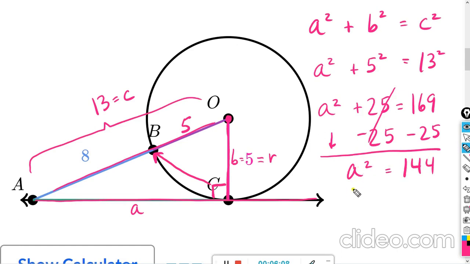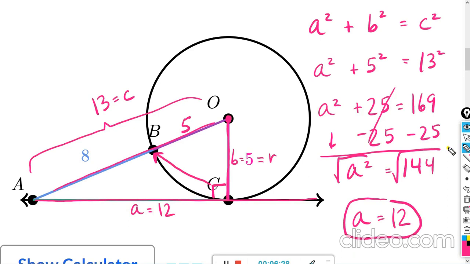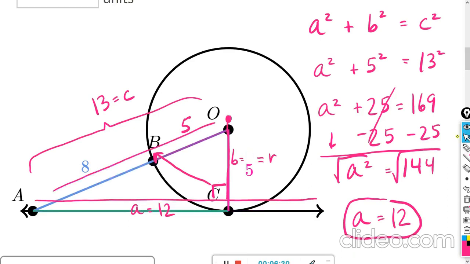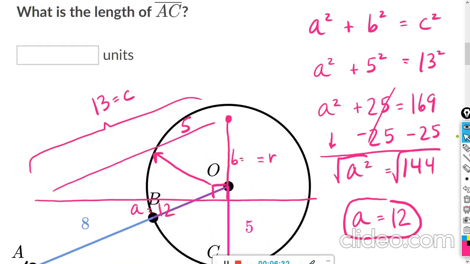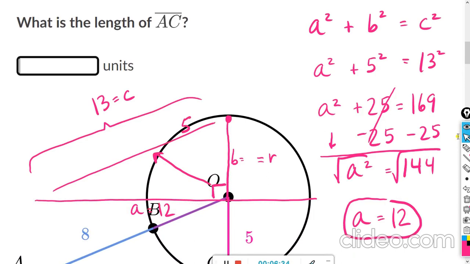The opposite of squared is square root. So in order to solve for A, we take the square root of both sides, and A is just 12. Of course, we're not going to use negative 12 because a side length cannot be negative. So this side AC right here is 12 units. And that's what they asked. They asked for side length AC. So you just click in the box and type 12.